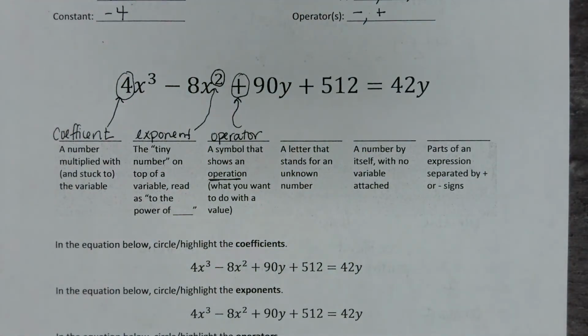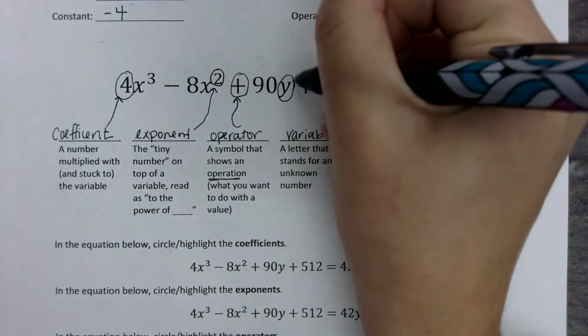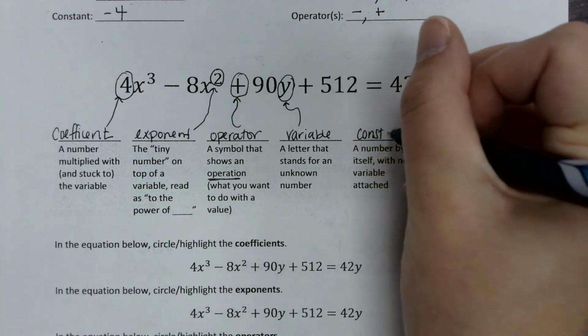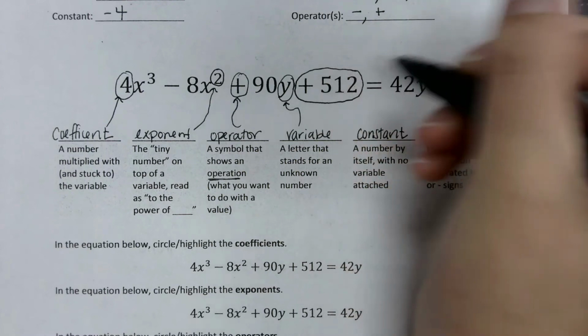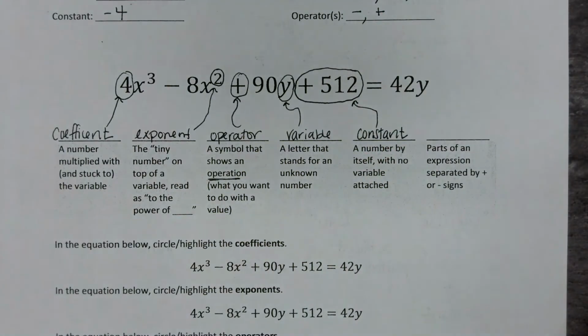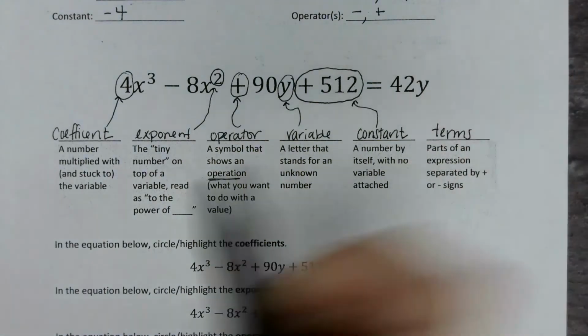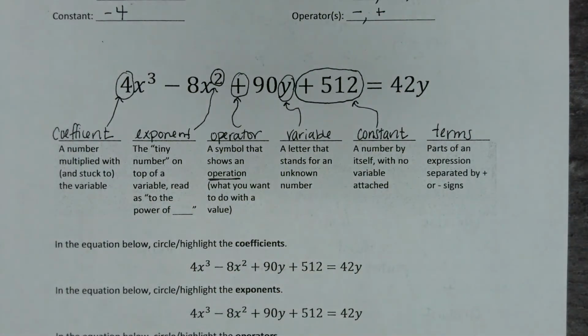Now, a letter that stands for an unknown number is called a variable. For example, we have y here. Now, a number that's by itself with no variable attached is our constant term. Remember, our constant term is everything including that sign in the front. This is our constant term. And then we have parts of an expression separated by a plus or a minus sign. Those are all our terms. We have 1, 2, 3, 4, 5 different terms.